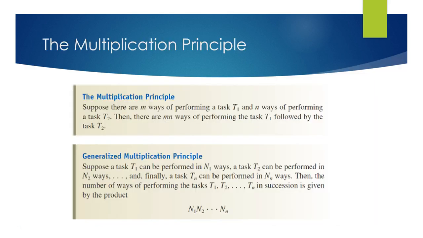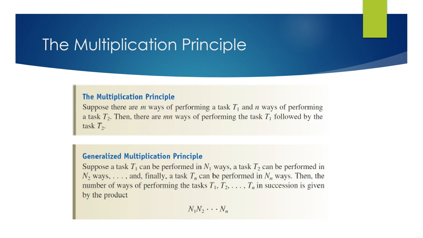The multiplication principle basically states that if I know that there are m certain ways of performing task 1 and n certain ways of performing task 2, then if I want to know how many possible ways the two tasks can be done together, or task 1 followed by task 2, that would be m times n.